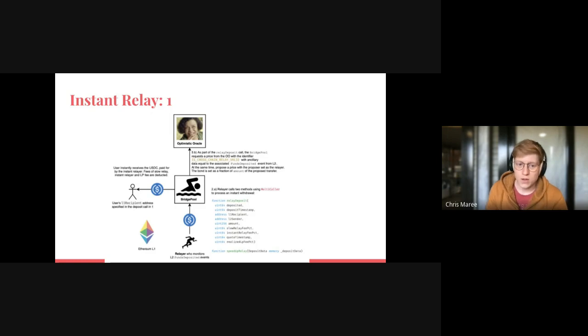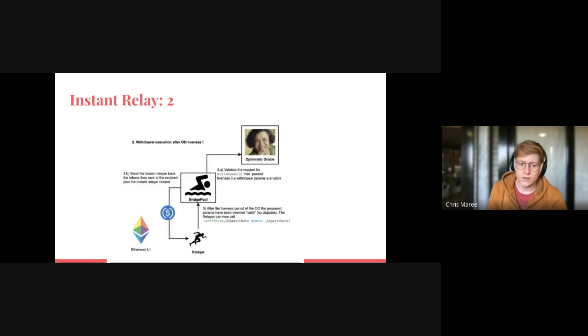The difference though is the user is now instantly paid out rather than having to wait the liveness of the optimistic oracle. So it's a trade-off of getting the funds within like a minute of depositing on L2 versus having to wait maybe 2 hours for the optimistic oracle liveness. And the downside from the depositor's perspective will be a slightly higher fee, which we'll get to in a bit. So you can go to the next slide.